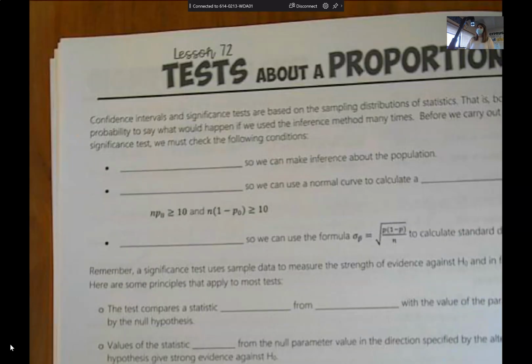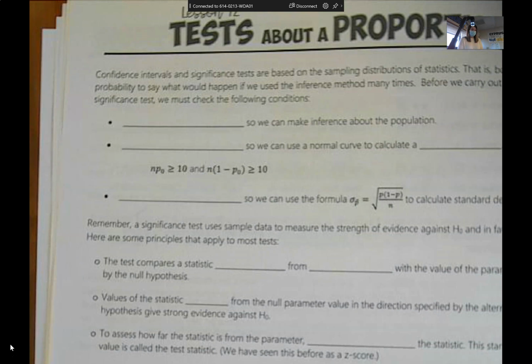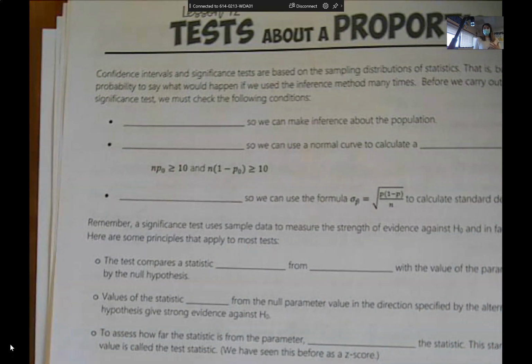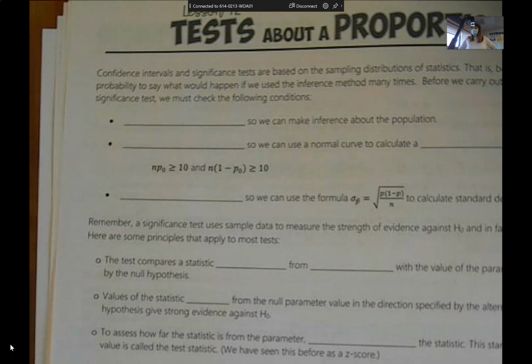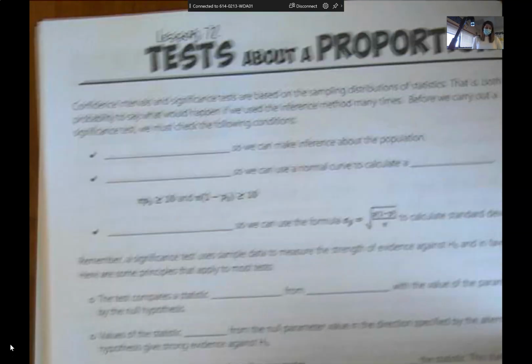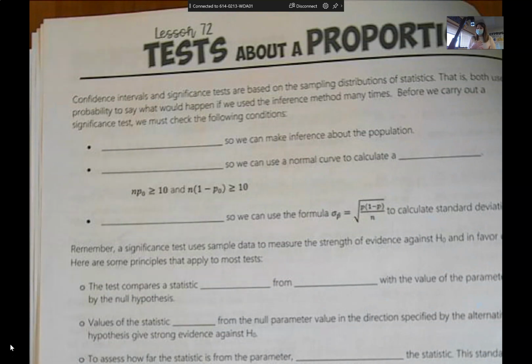That then leads into tests for a proportion. Today, everything we're doing is for p, a proportion. Nothing today will be a mean. Everything will be proportion. Confidence intervals and significance tests are based off of the sampling distribution of our statistic. Both use probability to say what would happen if we did the inference that we're doing many times. Because of that, we have to check conditions.